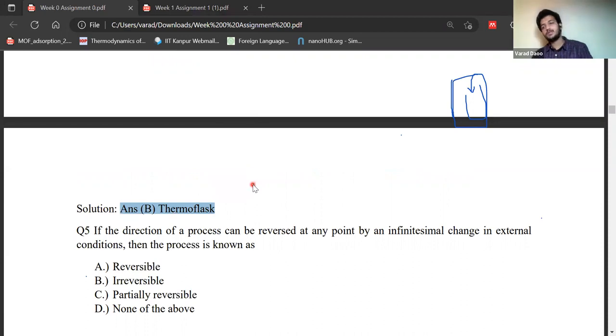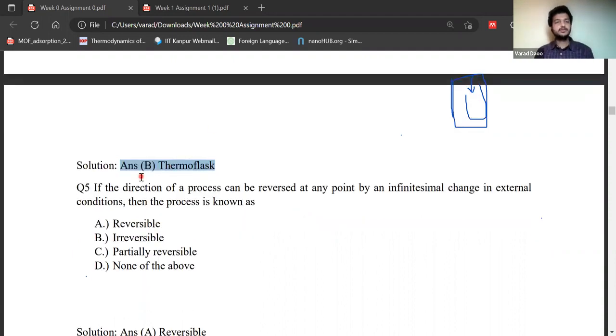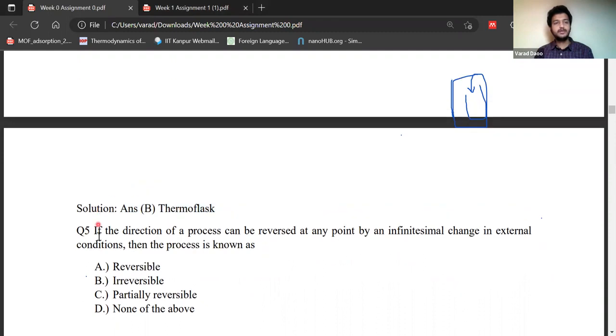So anybody has any question? I will wait for 1 minute, and if anybody has any question, they can ask. Otherwise, we'll go to the next question. Okay, so no questions. So I assume everything is clear, and then we go to the next question.